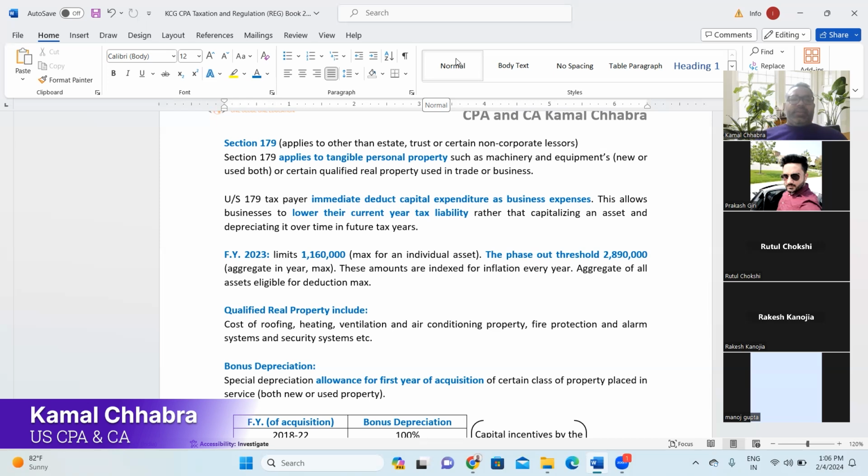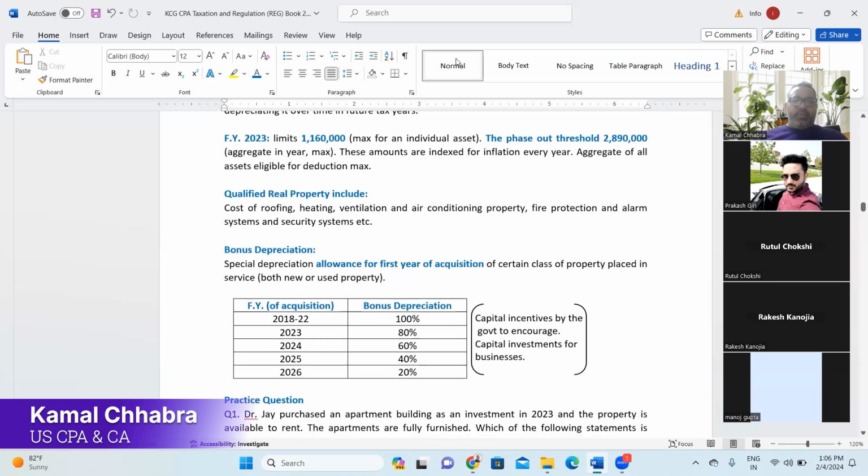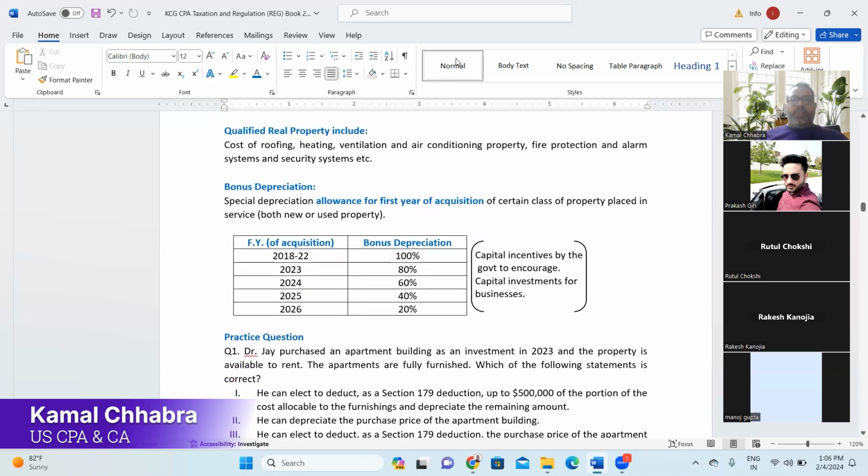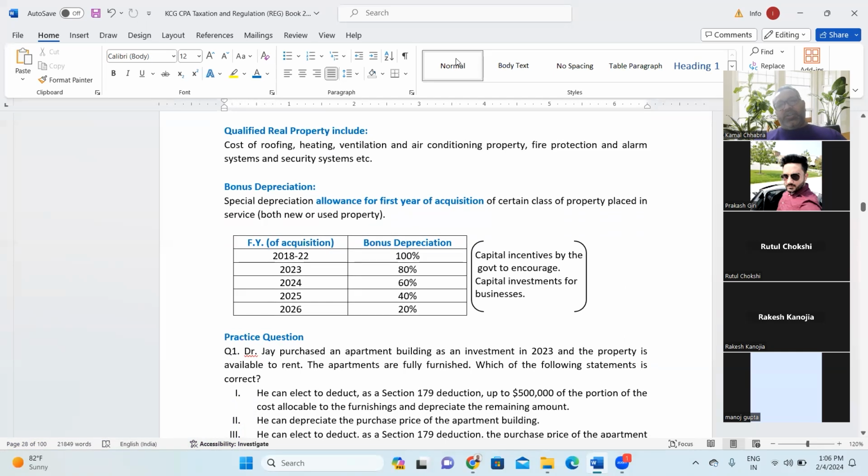Right? Next is qualified real property. It includes the cost of roofing, heating, ventilation, air conditioning, fire protection, alarm systems, and security systems. The next topic, similar to additional depreciation, is bonus depreciation. Right? I know in India there is Section 32B, which is similar to this as a bonus depreciation. Any idea? Do any of you have any idea about bonus depreciation?